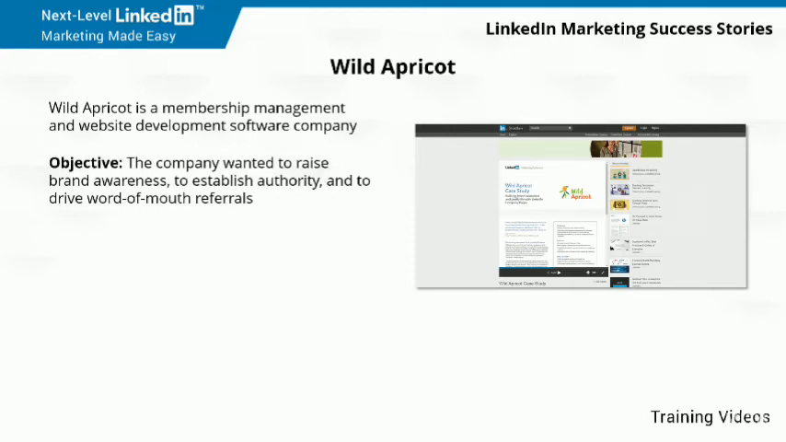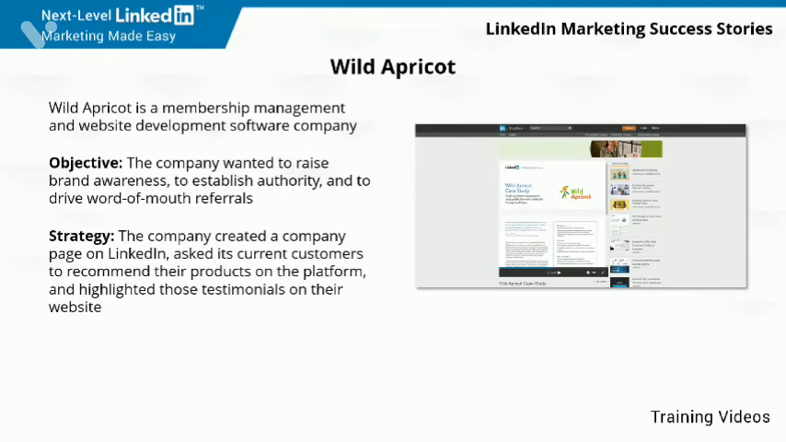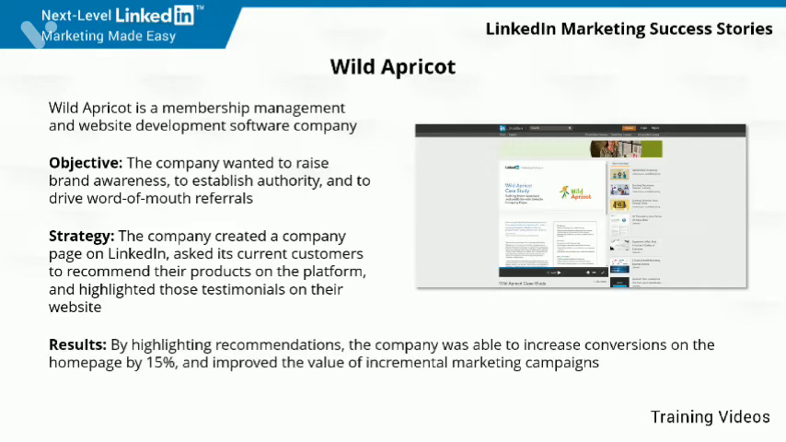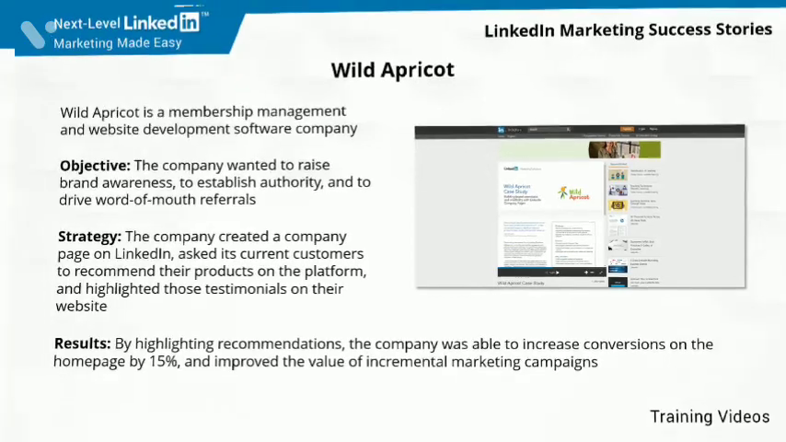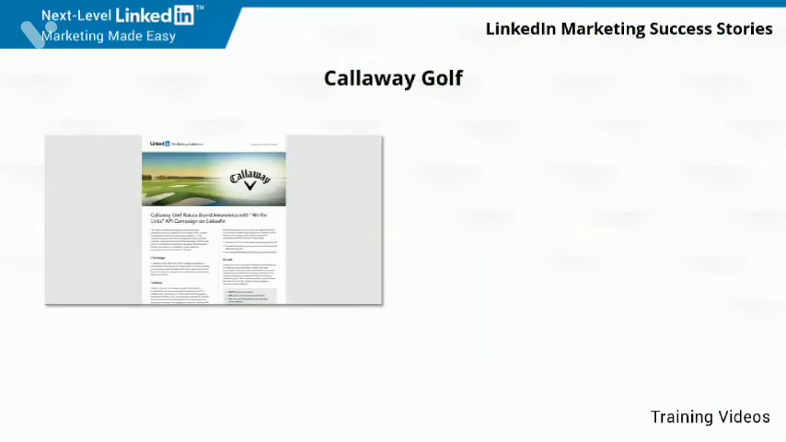Wild Apricot. Wild Apricot is a membership management and website development software company. Objective: the company wanted to raise brand awareness, to establish authority, and to drive word-of-mouth referrals. Strategy: the company created a company page on LinkedIn, asked its current customers to recommend their products on the platform, and highlighted those testimonials on their website. Results? By highlighting recommendations, the company was able to increase conversions on the homepage by 15% and improve the value of incremental marketing campaigns.